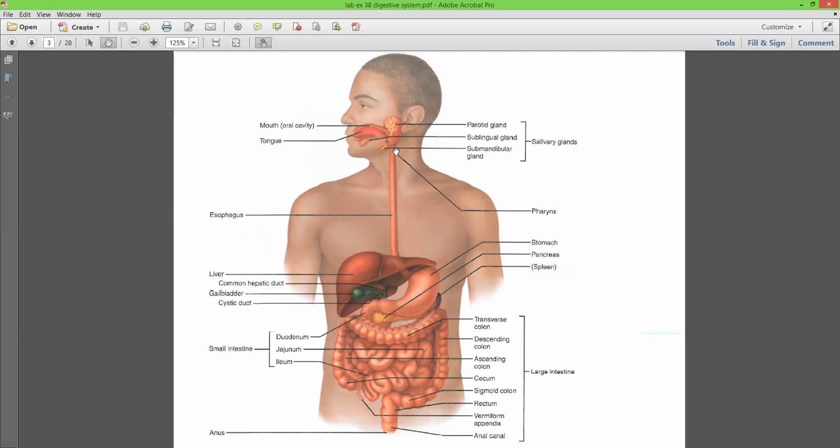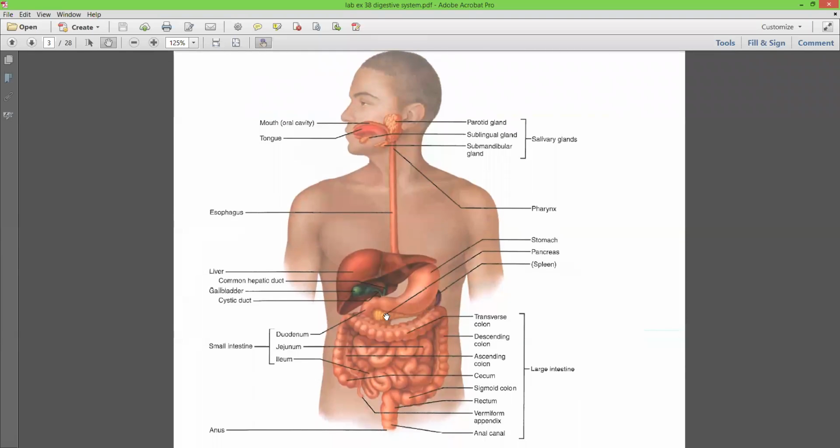Okay, pharynx, esophagus, stomach, okay, pancreas, liver. That green thing there is the gallbladder.